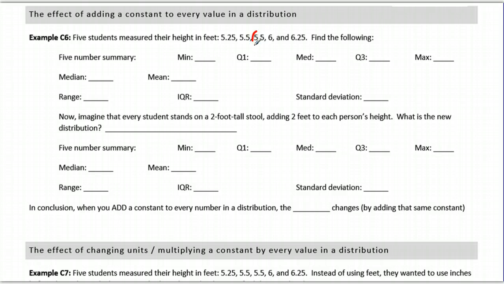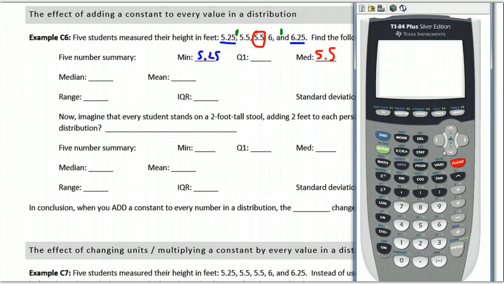Well, so they're all in order for us, and the median is going to be the middle number of this list, 5.5. The min is 5.25, and the max is 6.25. Quartile 1 and quartile 3 are a little bit tricky because quartile 1 is the average of these two numbers and quartile 3 is the average of these two numbers. So just to show you how you do that, you add the two numbers together and divide by 2.